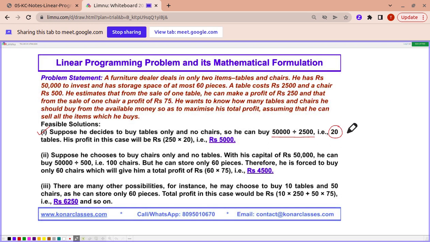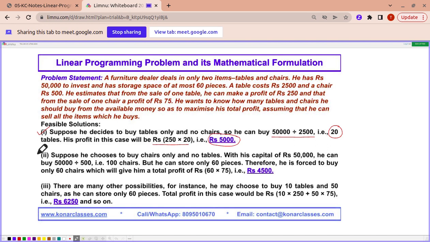Now, if he purchases 20 tables and sells all these 20 tables, what will be the profit? Profit per table sold is rupees 250. So, selling the entire 20 tables, the profit will be rupees 250 into 20, that is rupees 5,000. Okay. So, in this case his profit will be 5,000.